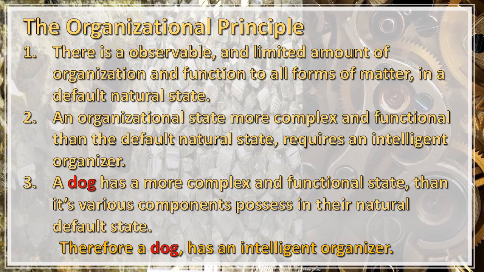This all puts us back to step 3. A dog or any other biological life form is simply a more complex and functional organized state of matter than its various components possessed in their natural default state. Therefore, a dog or any other biological life form has an intelligent organizer. So what intelligence has organized the elements into the cute little puppy? That's the next step we must reason through. And to begin with, many would claim it might be DNA.